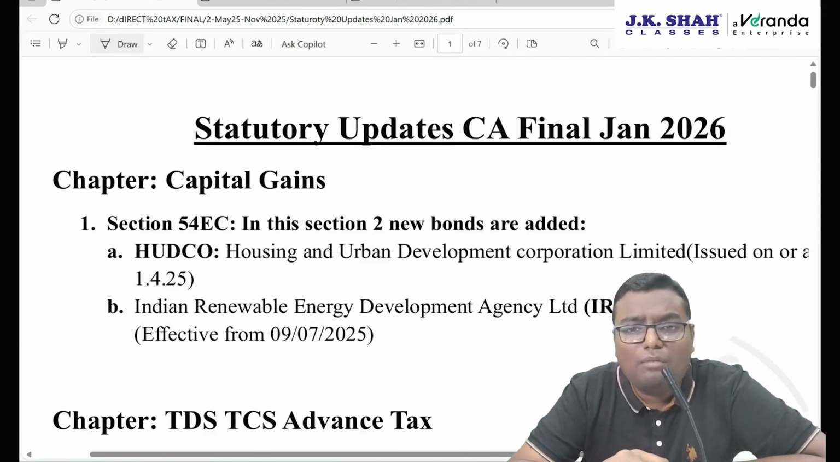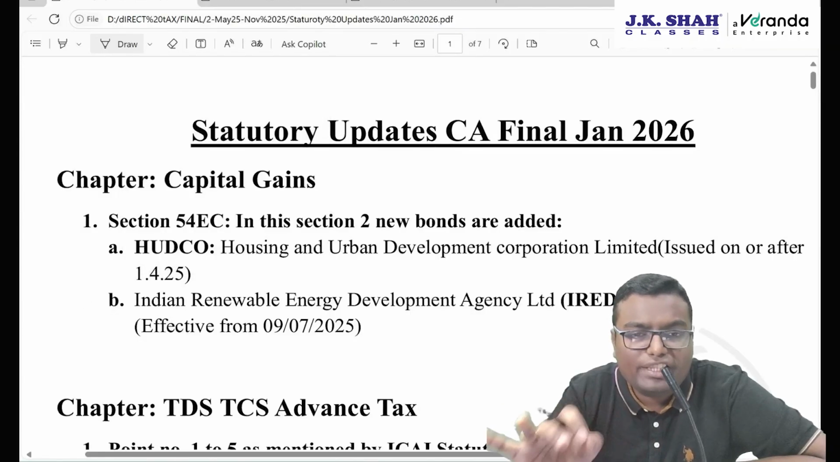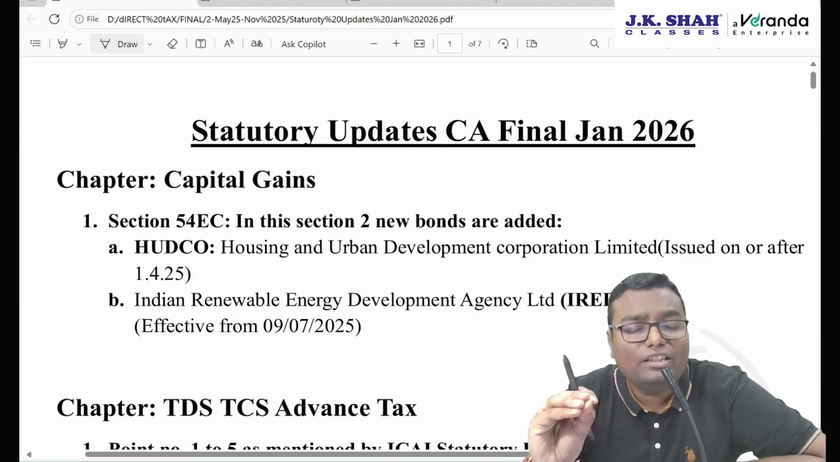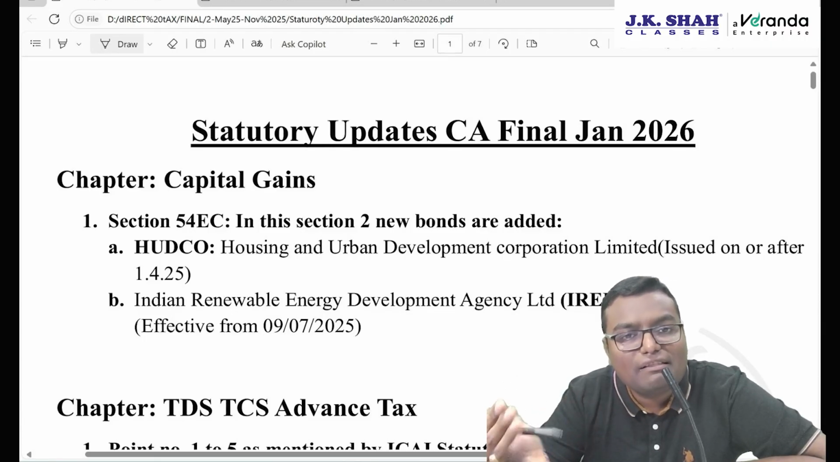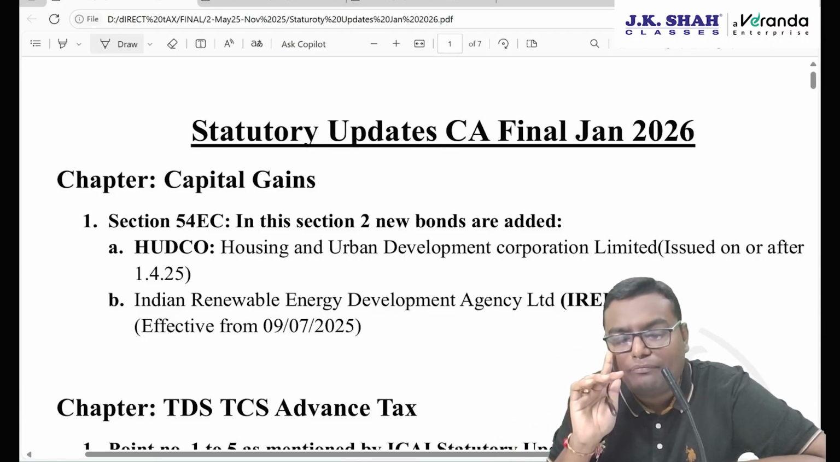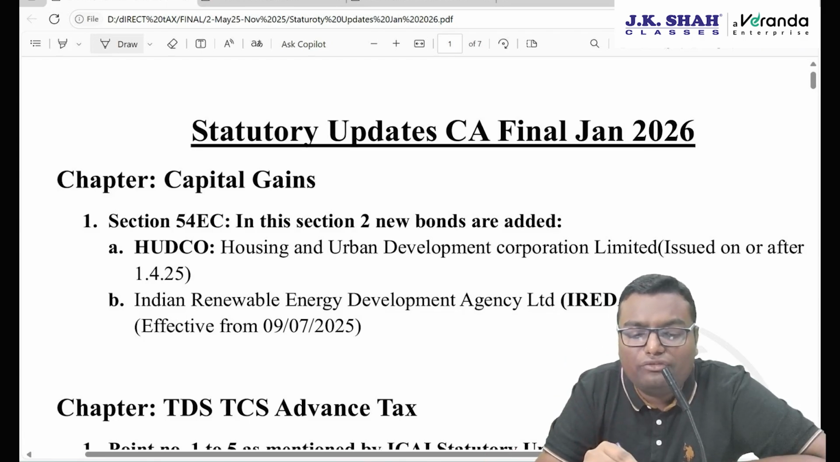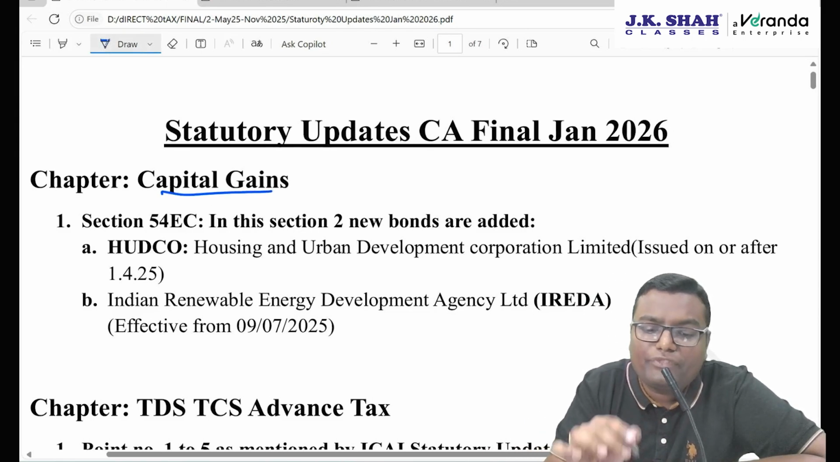First of all, there is no amendment in the sections. Understand, statutory updates means the amendments regarding notifications or circulars which are released after the ICAI material is released, but applicable to your exam. First of all, what are the changes? The first one is in the capital gain chapter.